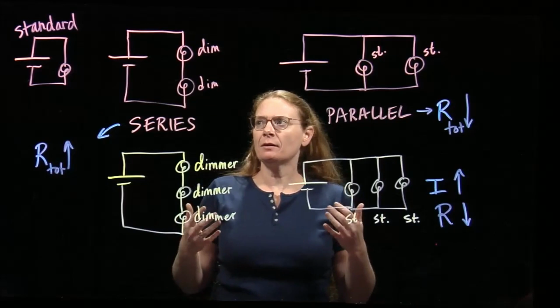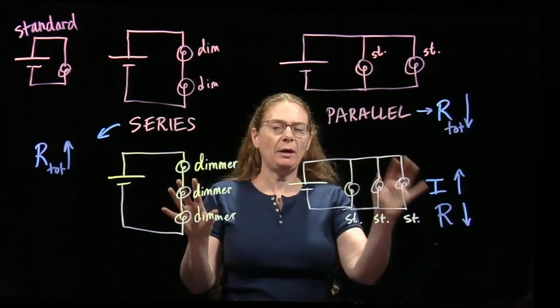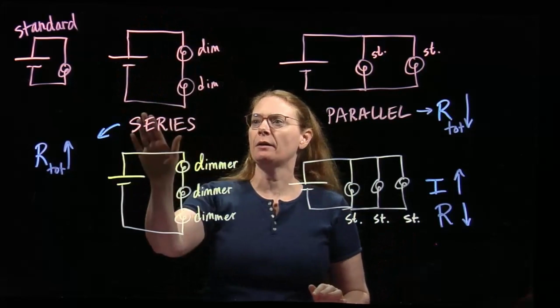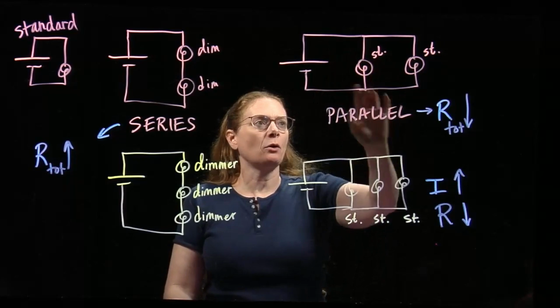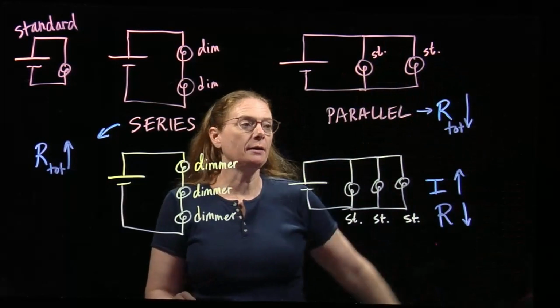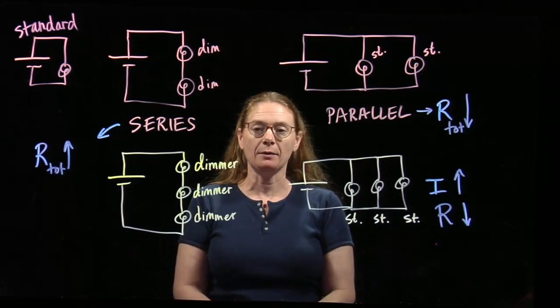So that's just a conceptual way to think about series and parallel. Series, one right after the other, and things get dimmer. Parallel, each has its own loop. Each loop is independent, and everything stays standard because they all have their own path to the battery.